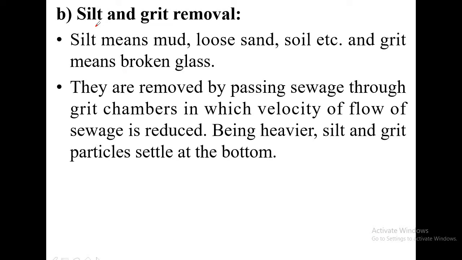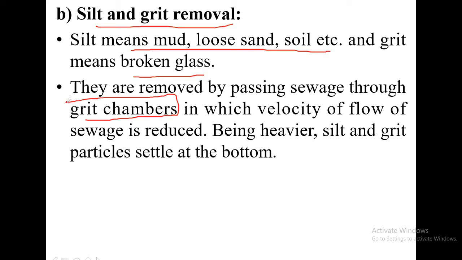Now second, silt and grit removal. Silt is nothing but mud particles, loose sand, soil particles, etc. Grit means broken glass. All these are heavy particles. They are removed by passing the sewage through grit chambers with reduced velocity. The velocity of flow of sewage is reduced while passing through the grit chamber, because the particles present in sewage, that is silt and grit, are heavier. Due to gravity, they settle at the bottom.